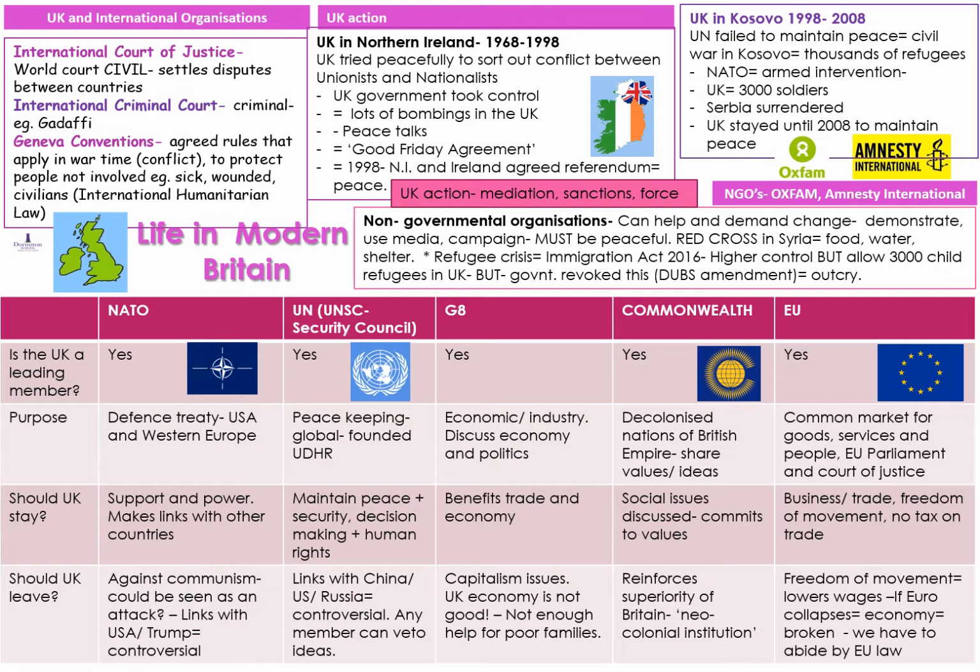The next case study to know about is the UK in Kosovo between 1998 and 2008. So the UN, the United Nations, had tried to maintain peace, but that had failed. There'd been a civil war in Kosovo with thousands of refugees. NATO, which we'll learn about in a bit, sent in armed intervention, and the UK added 3,000 soldiers. In the end, Serbia surrendered and the UK stayed there as a military force for 10 years to maintain peace. So we've got two ways that the UK has acted in international conflict and helped to resolve that.